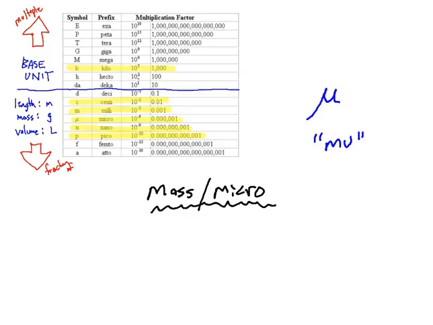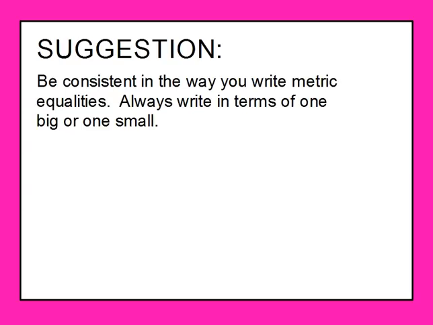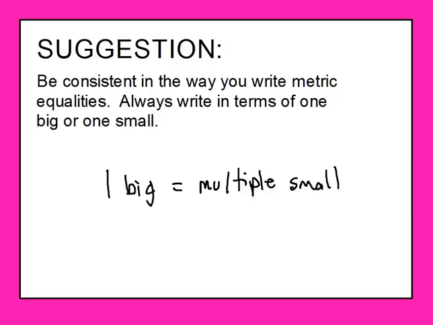At this point, we need to take a look at that prefix letter or symbol mu. This is a Greek letter that kind of looks like a funny looking U. Also, I'd like to take the time to make a suggestion at this point. I would advise that you be consistent in the way that you write your metric equalities. Always write in terms of one big one or in terms of one small one. So for instance, I might like to write one big one is multiple small ones. And the example would be 1 gram is 1,000 milligrams. This tends to be the way that I like doing it.